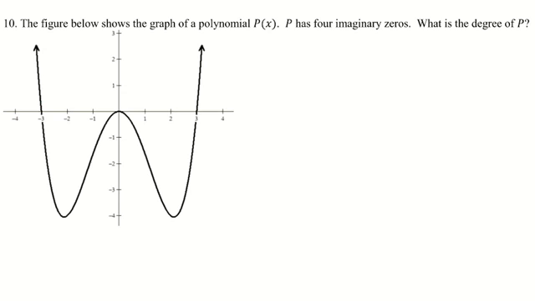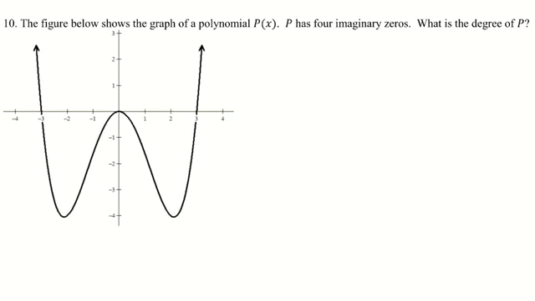Okay, next I've got one that we avoided on the quiz, but I do want to make you familiar with the double root situation. This is showing the graph of a polynomial. P has 4 imaginary zeros. We know the degree is the total number of zeros. It's the fundamental theorem of algebra. So if I can just tally up all the zeros, I'll have the degree.